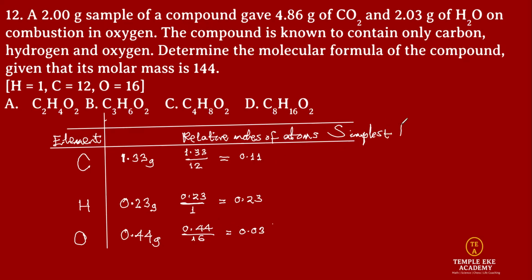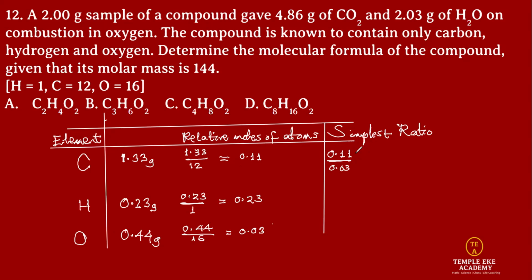Simplest ratio of these relative moles of atoms. So we can, of course, have a demarcation here. That's right. So the simplest ratio will be dividing by the smallest of these values, and the smallest is 0.03. So we divide 0.11 by 0.03.